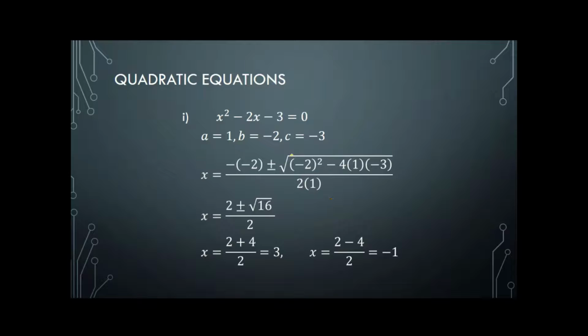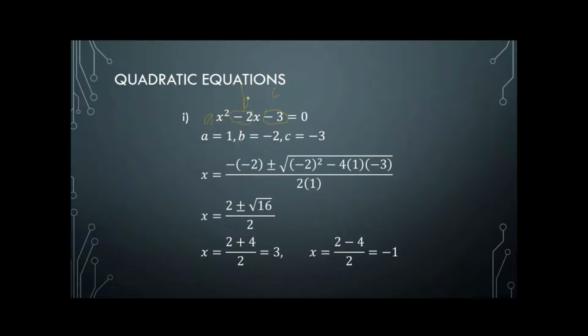Let's look at the example. Now we are using the same example, x squared minus 2x minus 3 equals 0. So what is the a here? The a is here, right? a is 1. So the b is here, the b is negative 2. All right, make sure you include the sign as well. And what is the c? Right, you have to include the sign, so the c is negative 3.